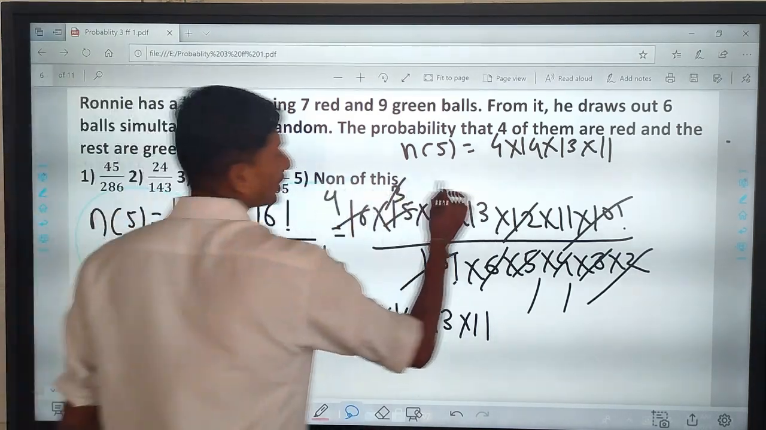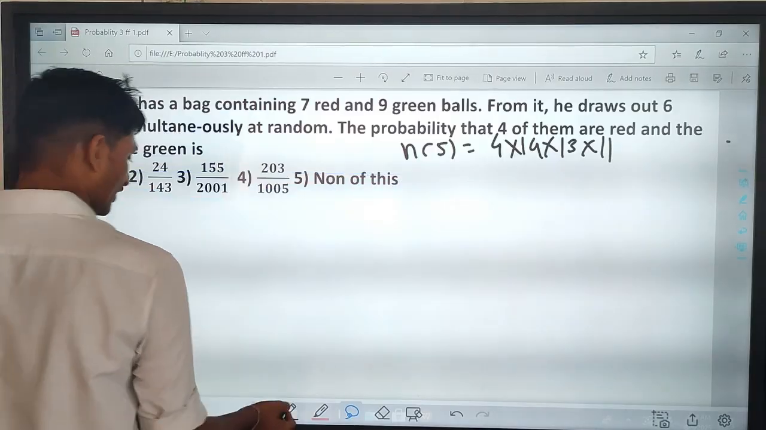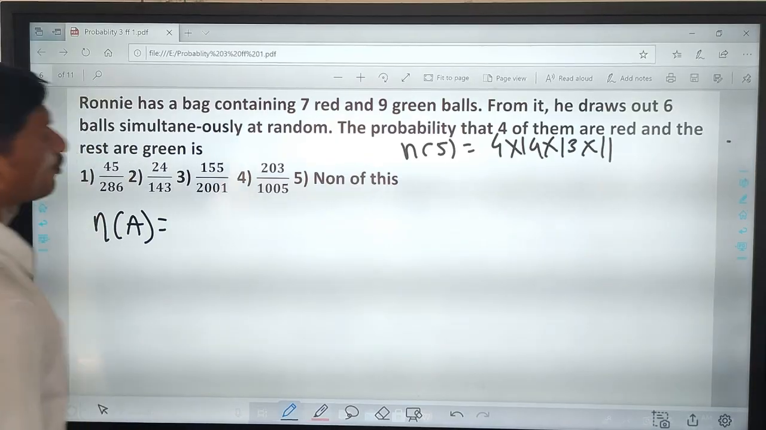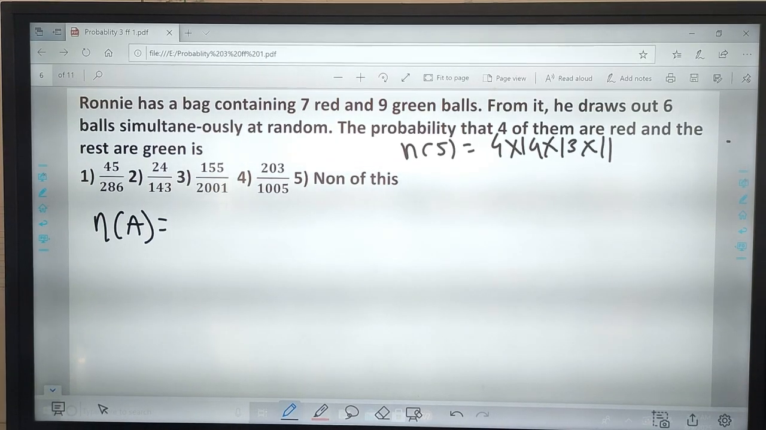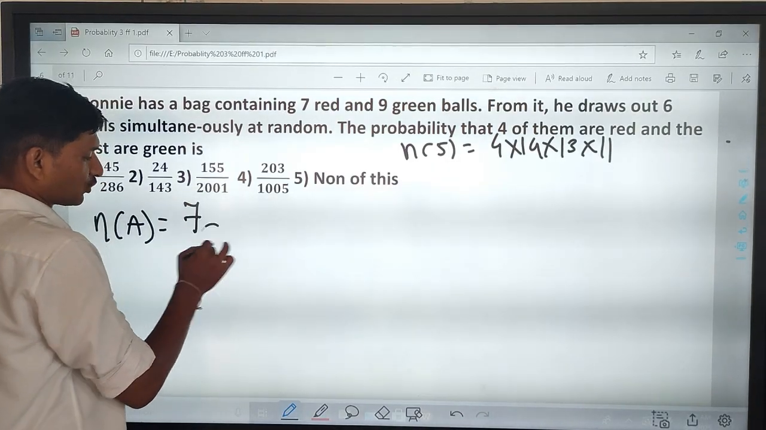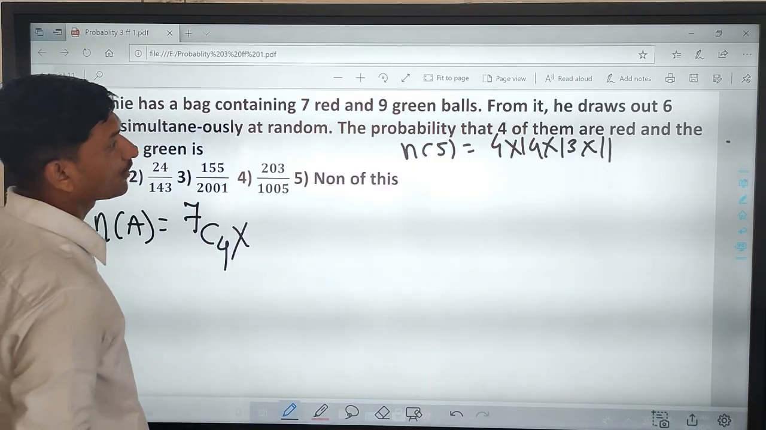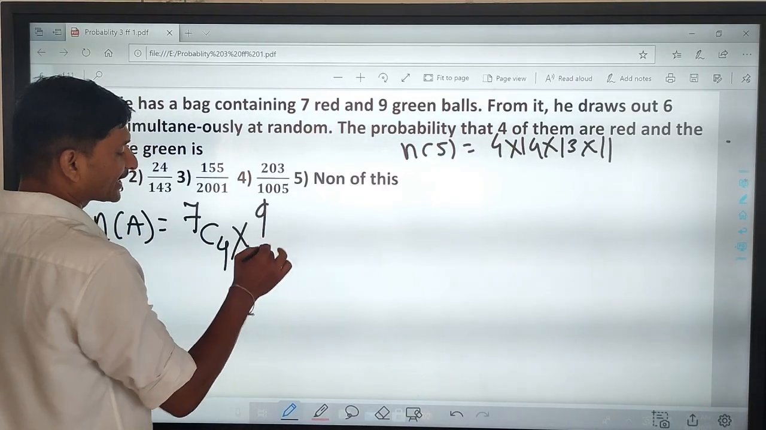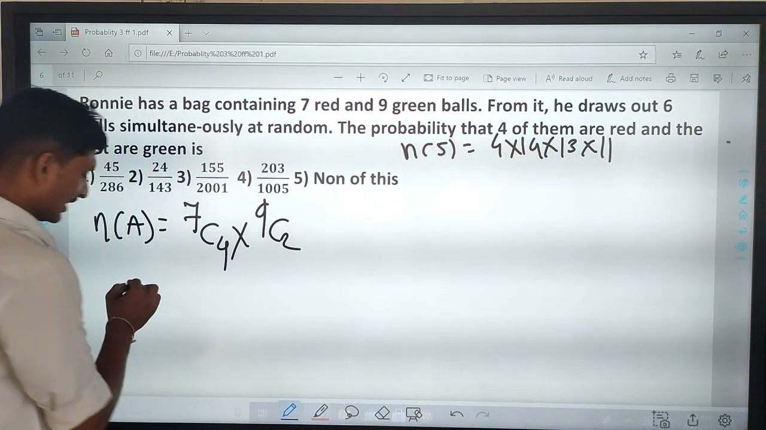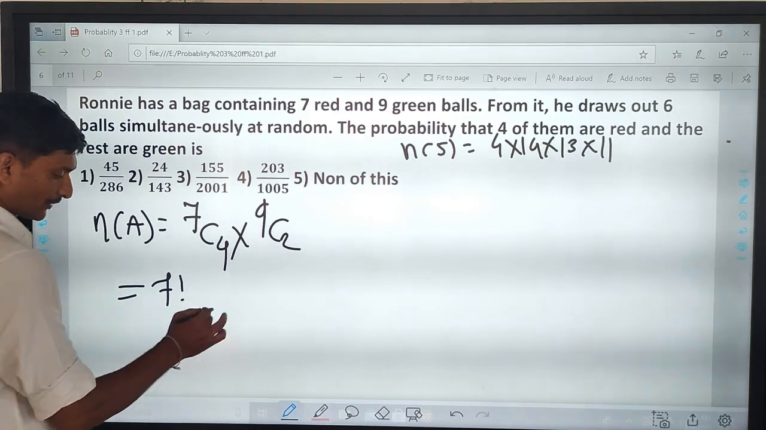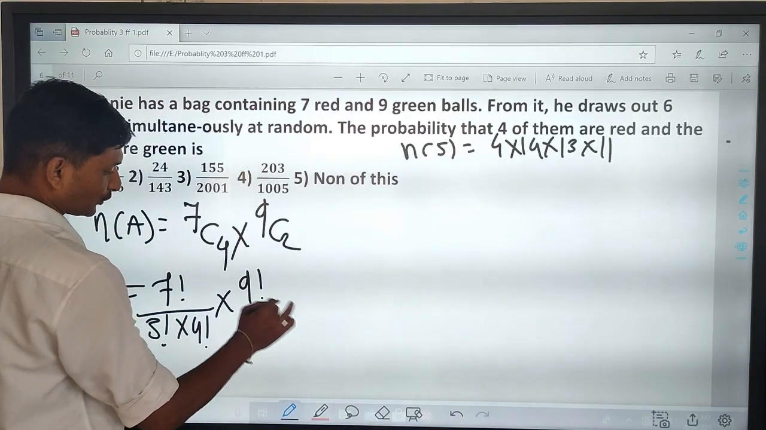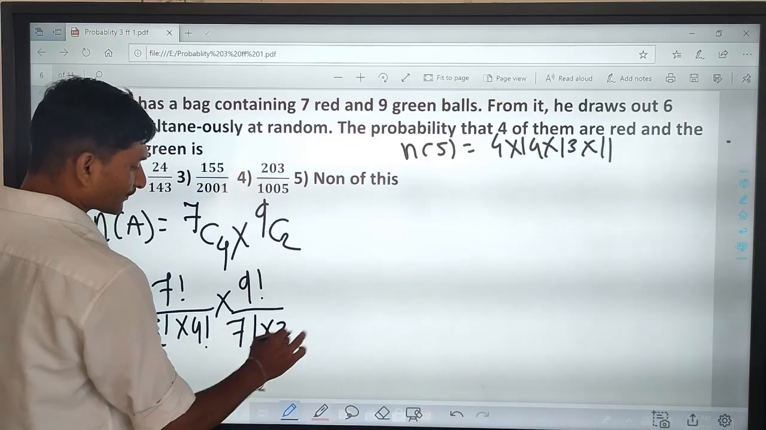Now here we find n of A. Here out of 7 red balls, 4 red balls are drawn, then out of 9 green balls, 2 green balls are drawn, by 9C2. Here we write 7 factorial divided by (7 minus 4) 3 factorial into 4 factorial, into 9 factorial divided by (9 minus 2) 7 factorial into 2 factorial.